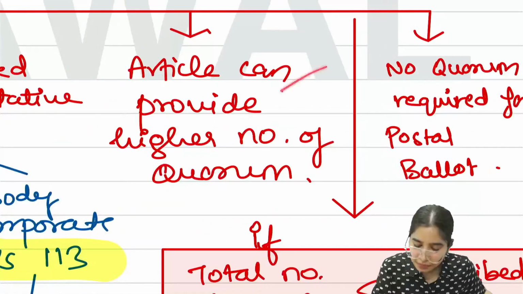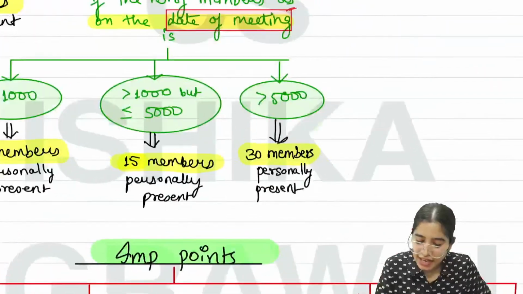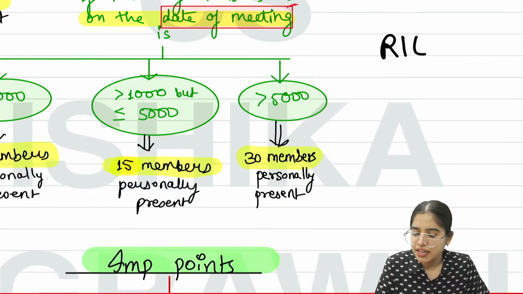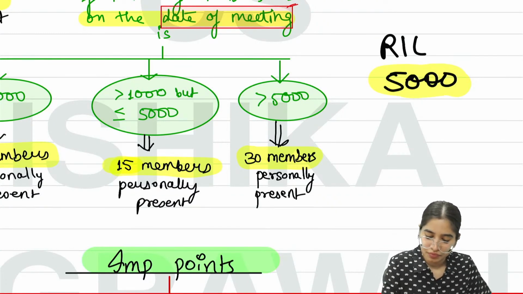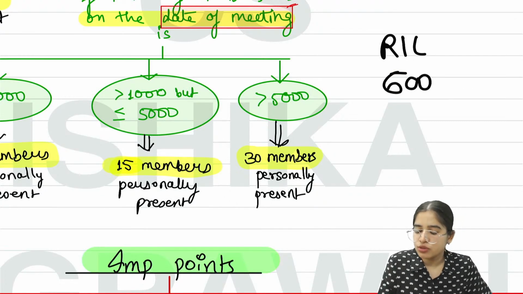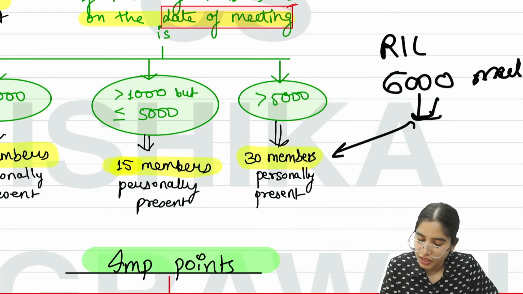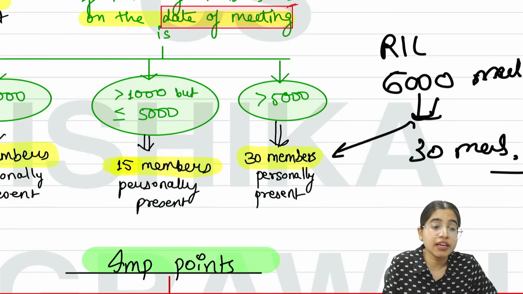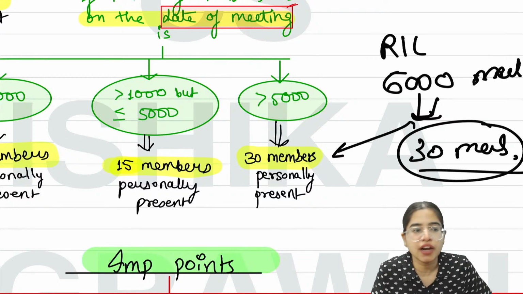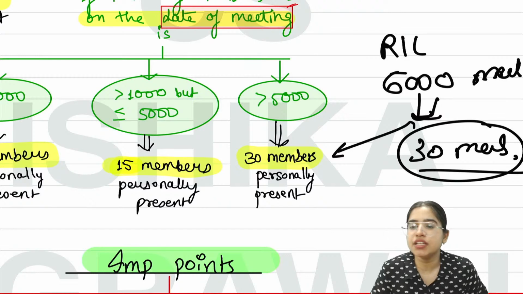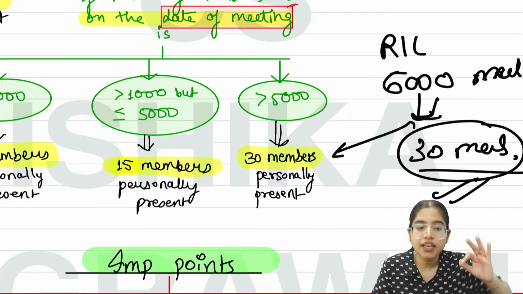The next point is, article can provide higher number of quorum. Let's say there is a company named Reliance, and let's say in Reliance there are 5,000 or let's say 6,000 members. So what should ideally be the quorum of Reliance? The quorum should be 30 members because it is a public company and there are more than 5,000 members. So you will say, yes ma'am, the quorum of Reliance will be 30 members. That means in the general meeting of Reliance, at least 30 members should be personally present.